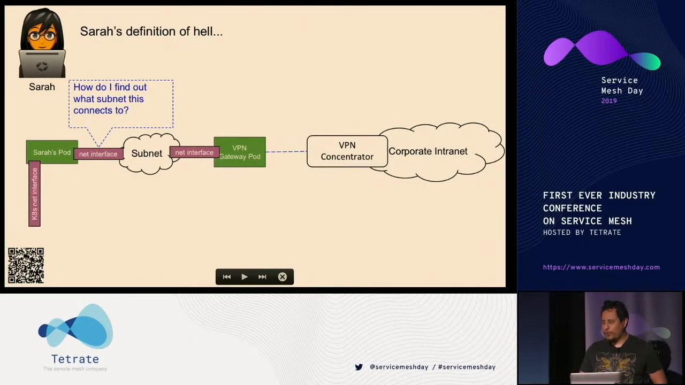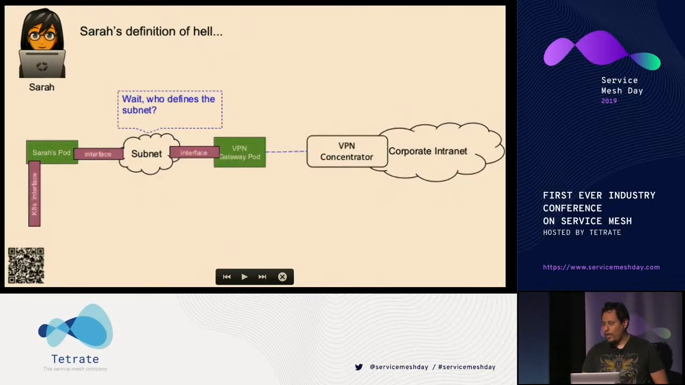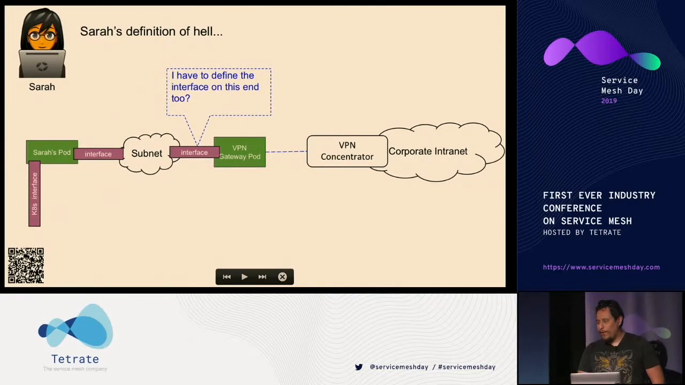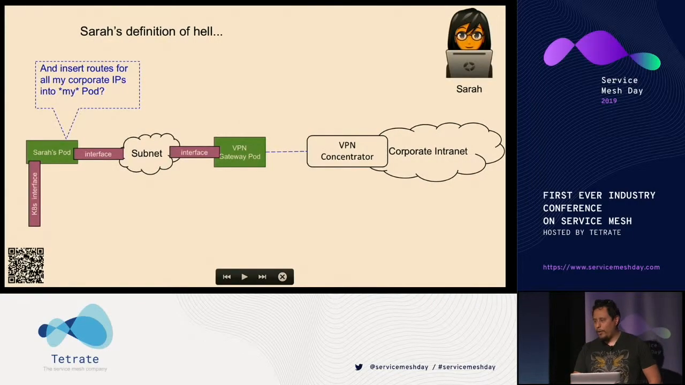However, she's forced to care about the network interface. How do you land a second interface into the system? She's forced to care about the subnet, who defines it, what happens if it's too small, how do you redo this in the future? Who defines this particular interface? How do I take the interfaces from the VPN gateway, and how do I take all those routes and then inject them into the pod?